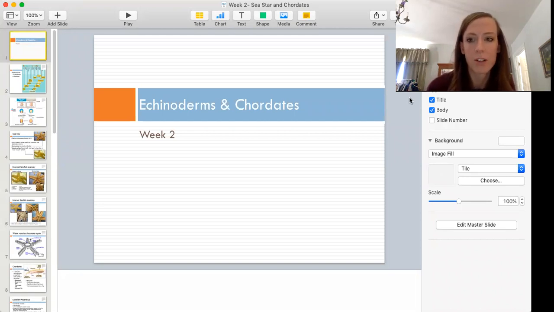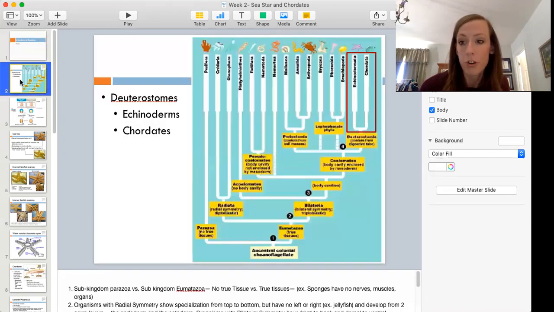I am here to give you the introduction to week 2 biology lab, which covers echinoderms and chordates. Okay, so these are both deuterostomes. Deuterostomes, like I said, include echinoderms and chordates. And the organisms that we're going to look at in those groups are the sea star, which is an echinoderm, and we have a couple examples of chordates for you.